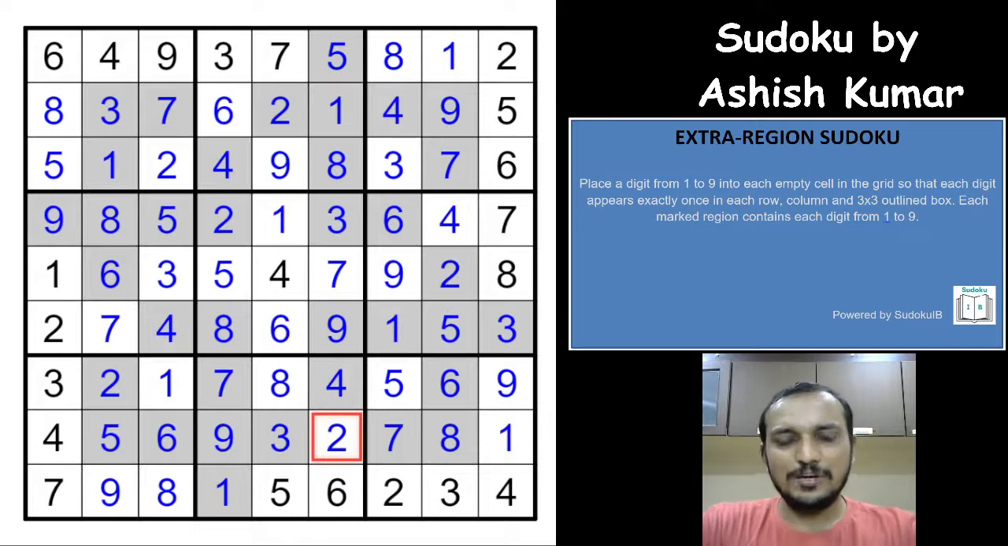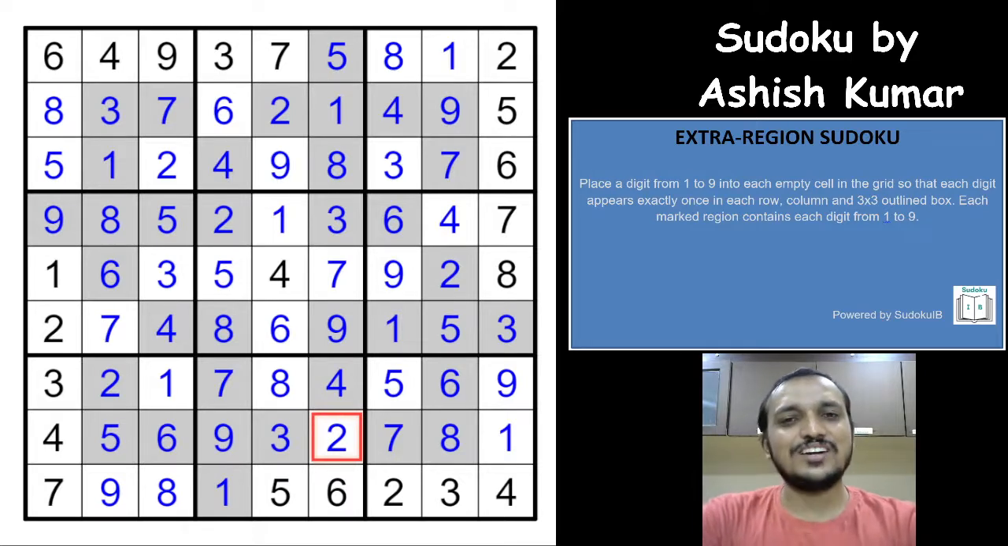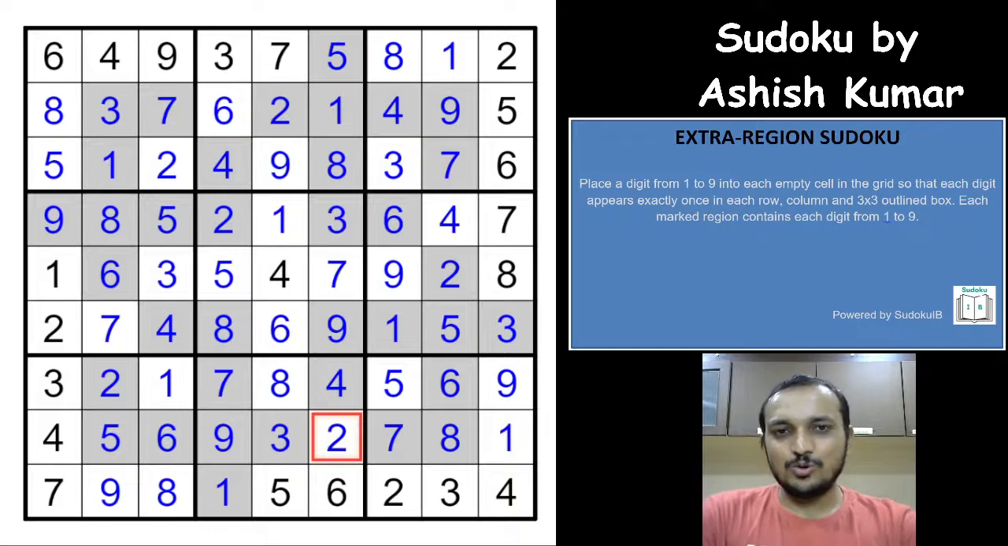And with that we complete this gorgeous, excellent extra region Sudoku, right? So it was a really good one. Those who have solved it actually appreciated the logic in this Sudoku. I really thank all of them.